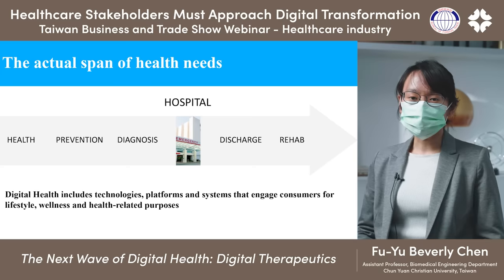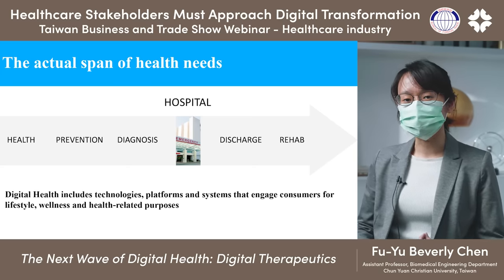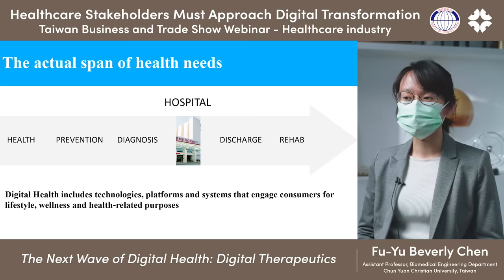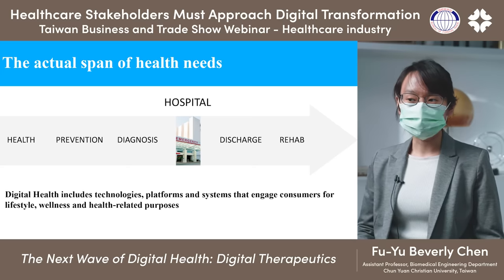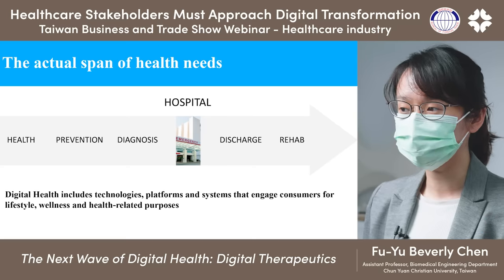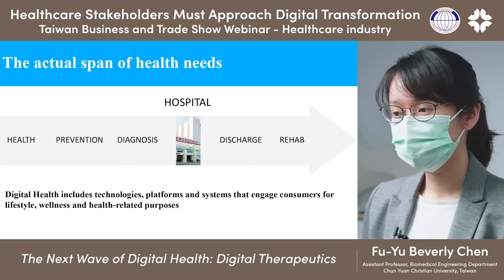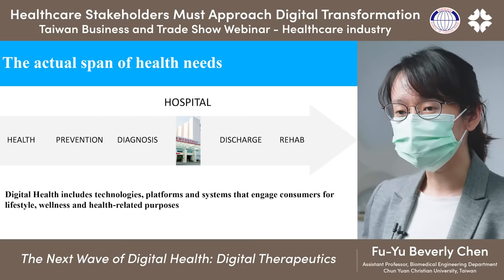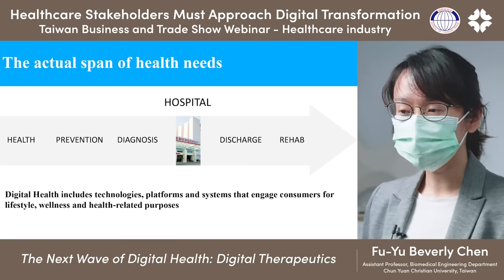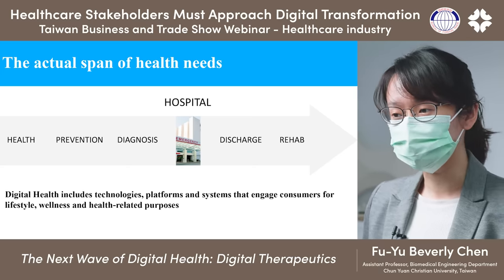So why is digital health the next wave of health? Apart from being driven forward by the COVID-19 pandemic, people are actually realizing that the health need is way beyond the hospitals. For example, when patients finish treatment and are discharged from the hospital, the patient needs to rehab at home. Or even way before the patients get ill, how do we prevent diseases? How do we achieve early diagnosis?